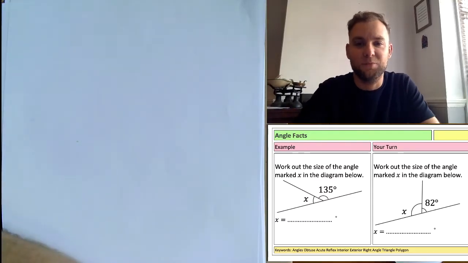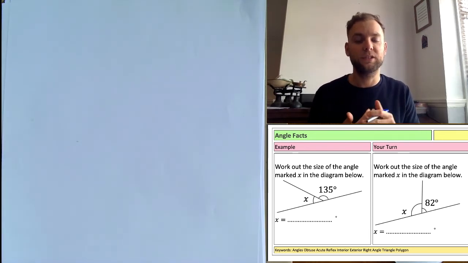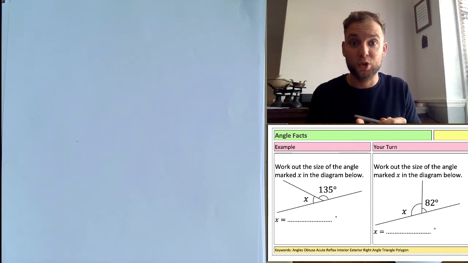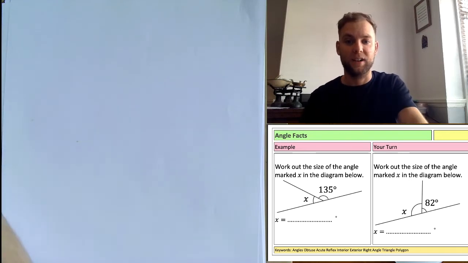And welcome to today's lesson, which is on angle facts. So we're going to be looking at a few different angle essentials here today. We're going to be looking at angles on a straight line, angles around a point, angles in a triangle, angles in a quadrilateral, and also interior and exterior angles as well.